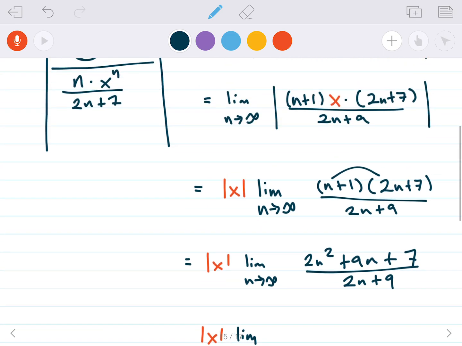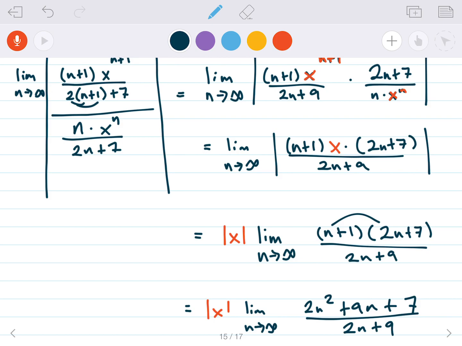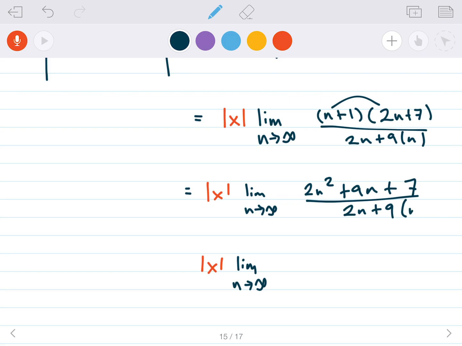And actually, I think I forgot something. Oh my goodness, I did. I forgot this n. Do you see what I missed here? I missed that n right up there. Oh, Sarah. Okay, here we go. I am so sorry. We have to distribute that n in there. So let's rewrite it. Okay, that looks a little bit better.